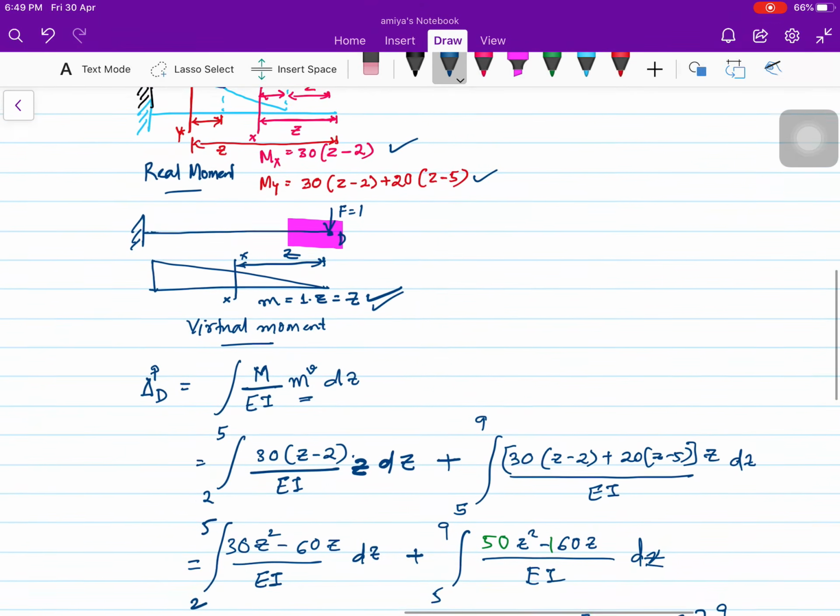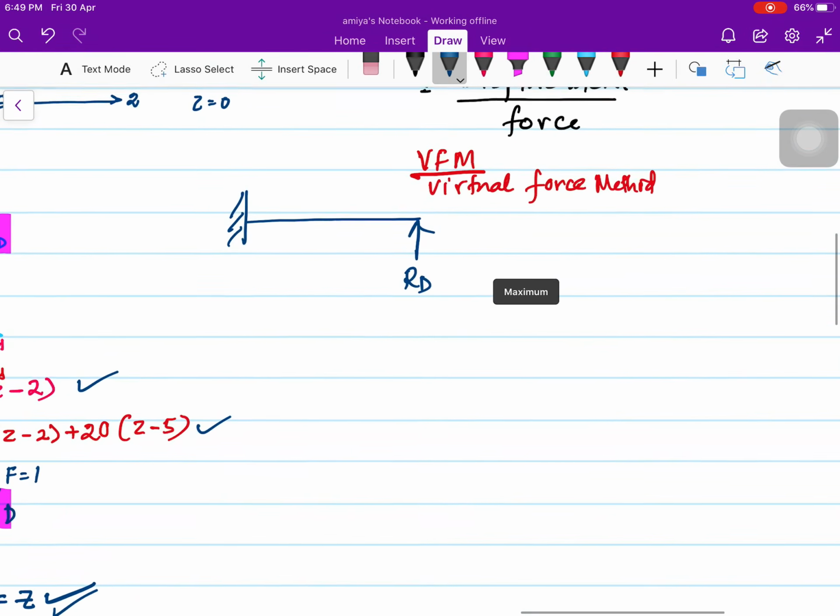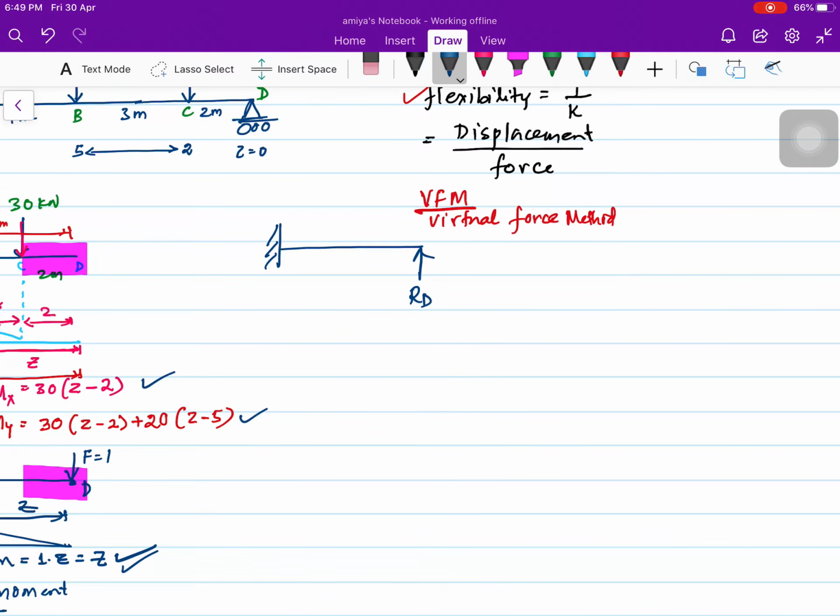Now we are going to find out for the secondary structure. For this structure, the bending moment diagram will be, at any section if I take, RD multiplied by Z.